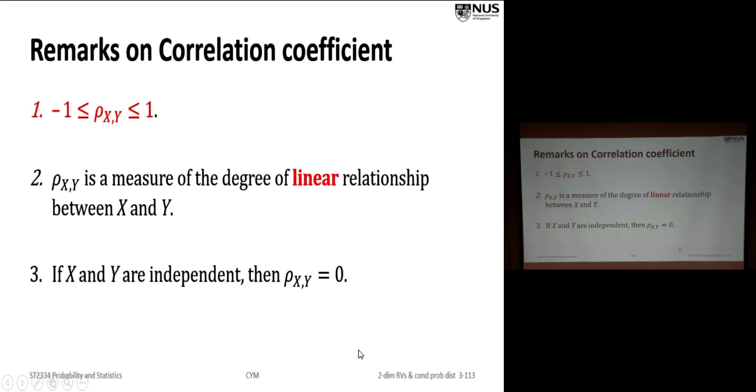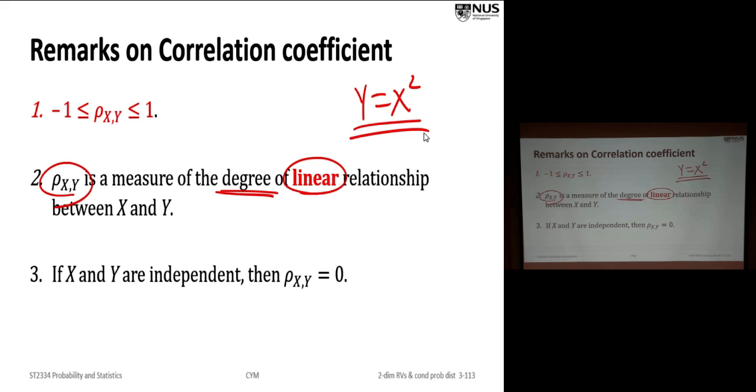And this quantity is used quite often, but I have to stress, it measures the degree of linear association between x and y. Now, sometimes the two random variables are related, but not in a linear sense. For example, if y equals x squared, they are perfectly related. But if you work out the correlation coefficient, it may turn out to be equal to 0. So my point is that the correlation coefficient only measures linear association.